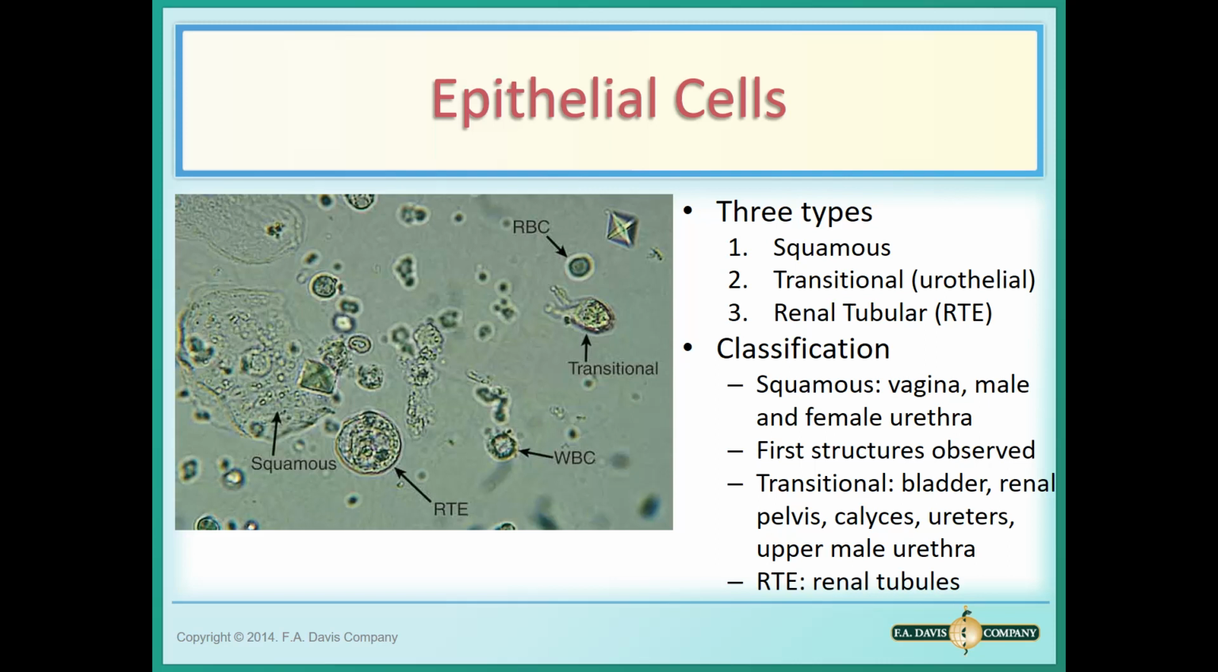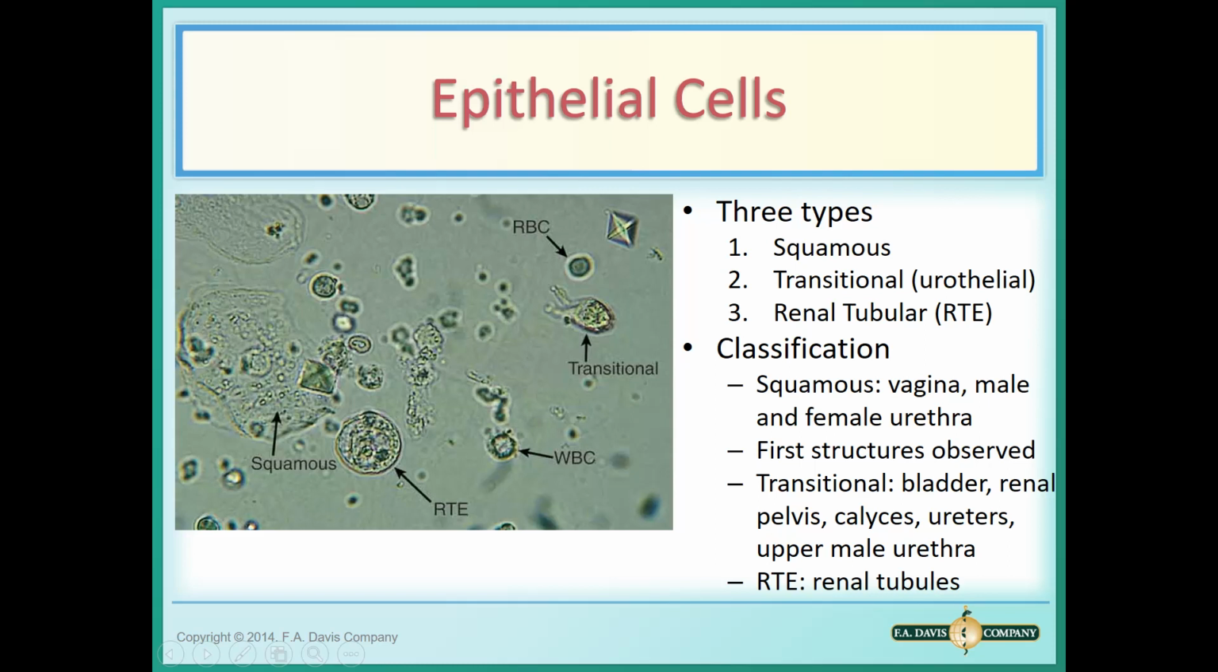Squamous epithelial cells in general are bigger, and they're usually the first things we're going to see under low power. We're going to also look in just a second at transitional epithelial cells. Transitional cells we see come from the bladder, the renal pelvis, the calyces, ureters, and the upper male urethra.